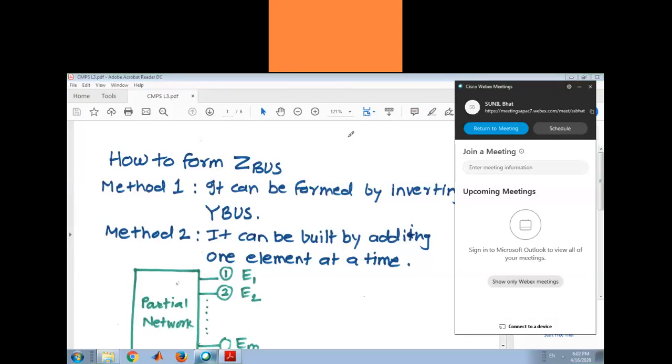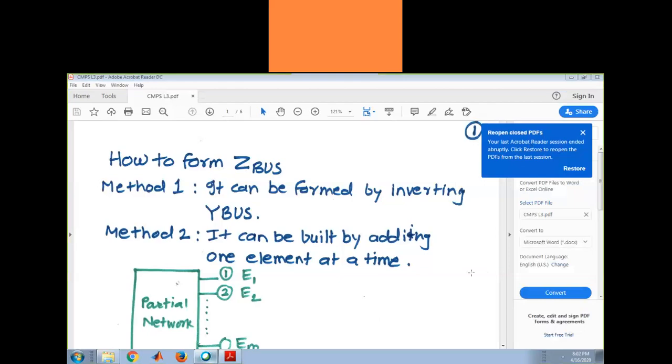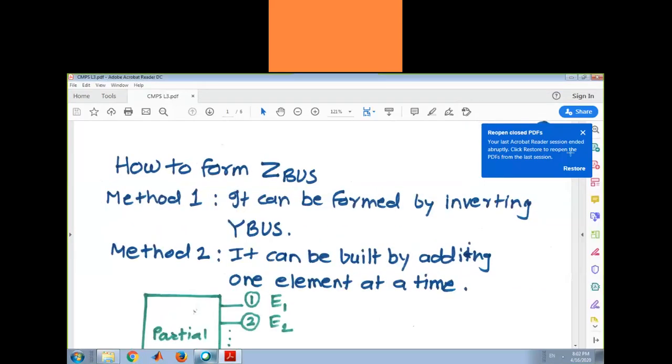So friends, let us go to today's topic of lecture, that is formation of Z-bus. There are two methods by which you can form the Z-bus. One is by inverting the Y-bus, and the other can be built by adding one element at a time. So we will be doing method 2 today.